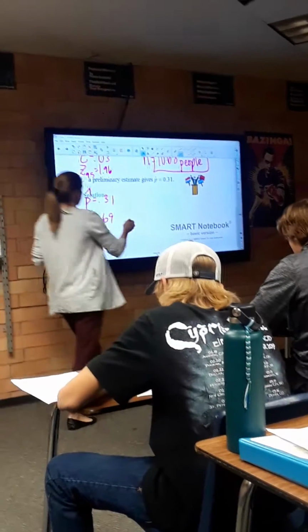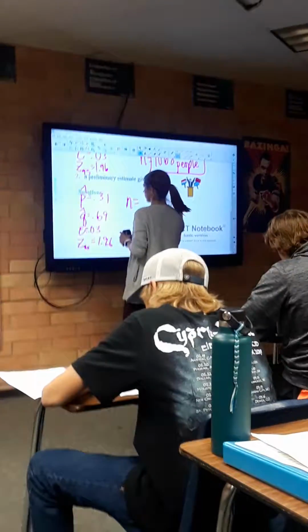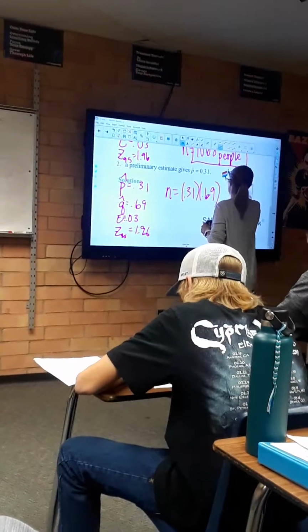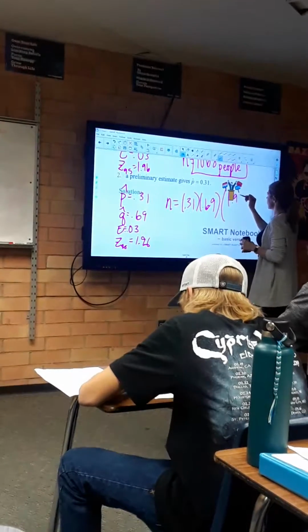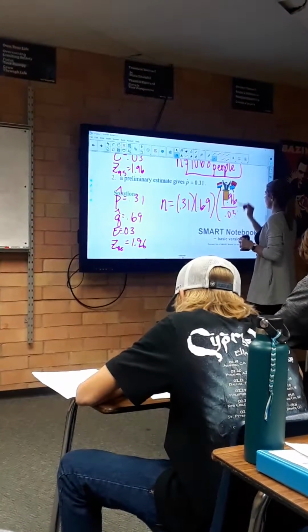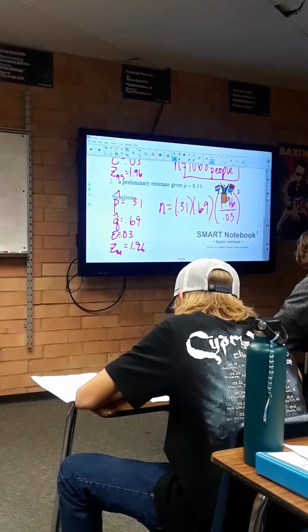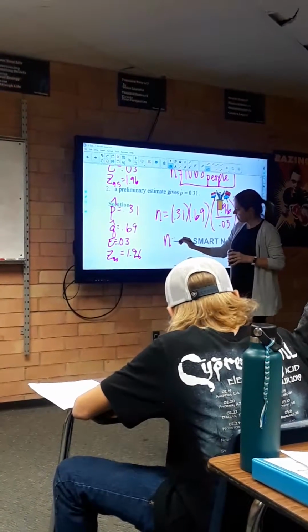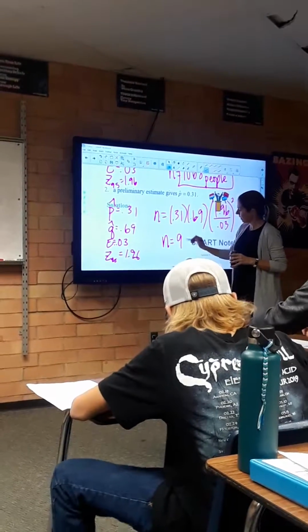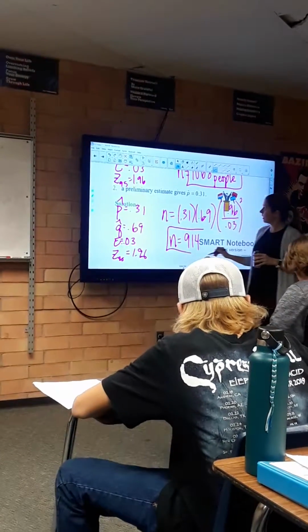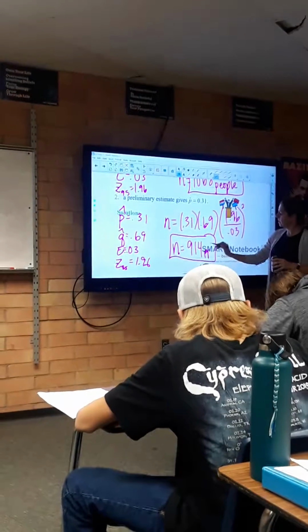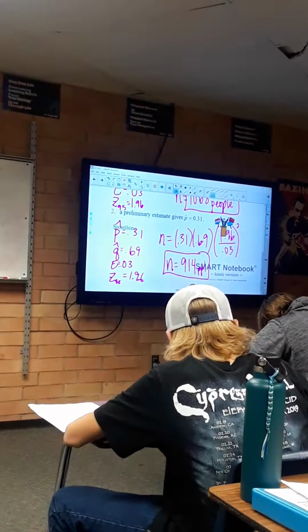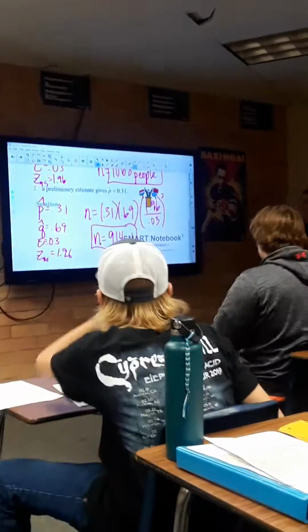So n equals 0.31 times 0.69 times 1.96 divided by 0.03, squared. I got 913.02, so it would be 914 people. Again, you can't have part of a person, so know what your sample is that you're looking at.